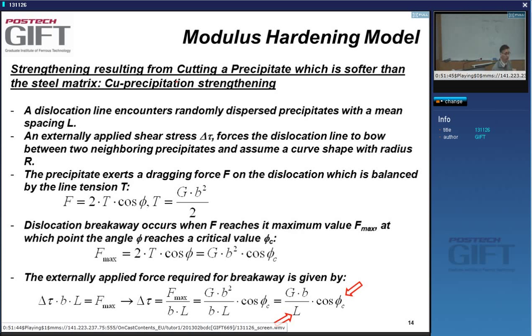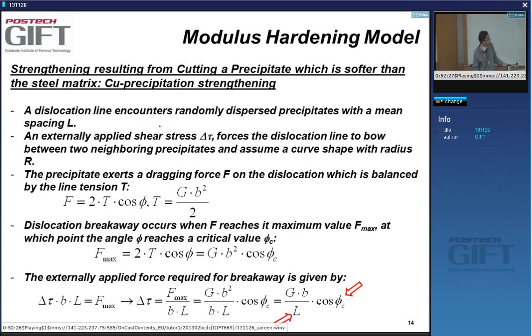We will now apply this to copper in iron. We know from analysis of the strengthening mechanism that this is a modulus hardening mechanism. We look at cutting of precipitate, copper precipitate, which is softer than the matrix, softer in terms of modulus, and we look at the precipitate strengthening that results.